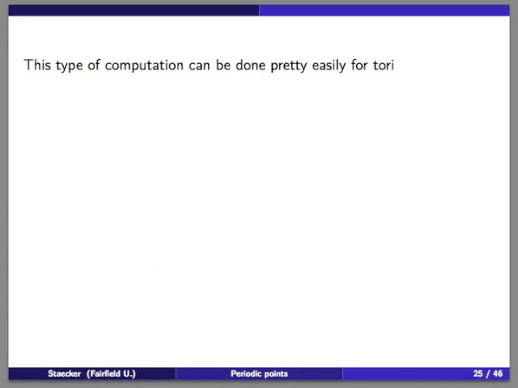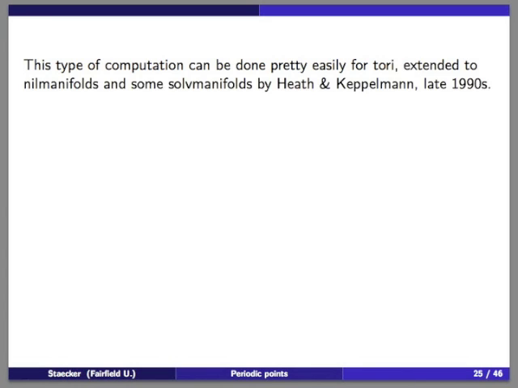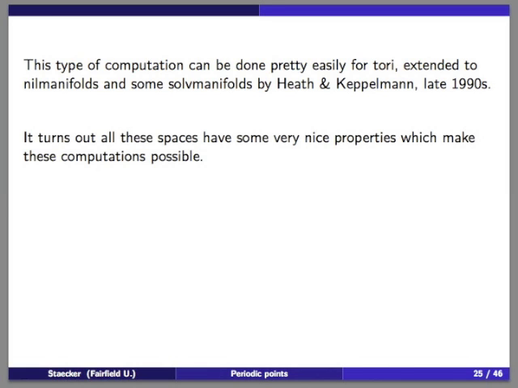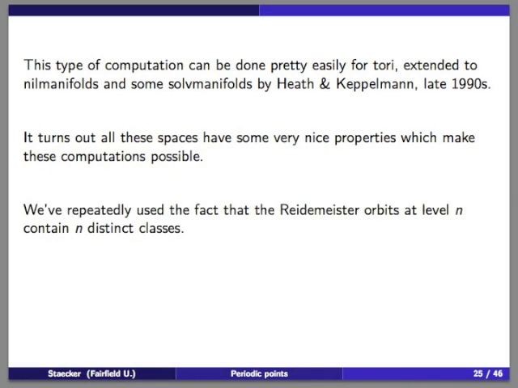You can do a similar thing. I'm not going to go through it, but you can do a similar type of computation pretty easily for tori. This sort of thing was extended to nil manifolds and some solvable manifolds by Heath and Keppelmann. And it turns out, what makes this possible is that all of these spaces have some very nice properties that allow you to compute in a fairly easy way.